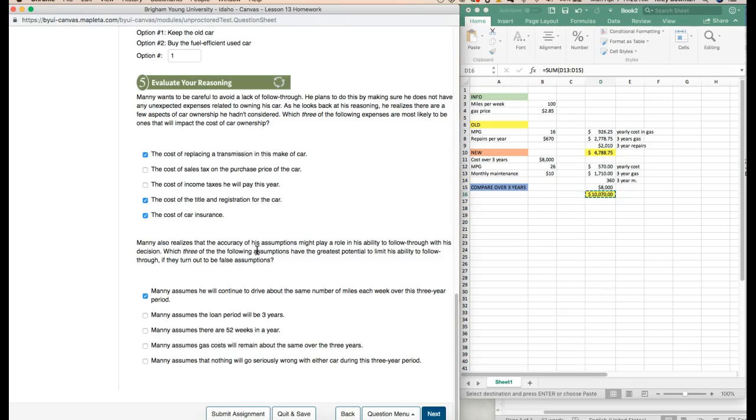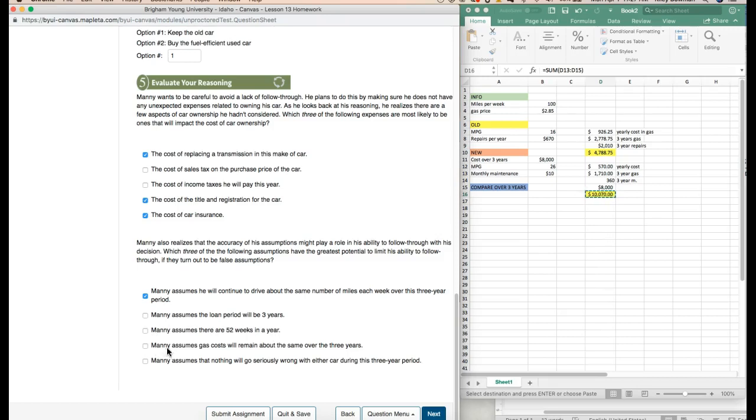But it is asking for the three that have the greatest, so there might be something else. So I'm just going to check it for now and see if there's anything else. Manny assumes that the loan period will be for 3 years. Yeah, that definitely will affect things. So, but I'm going to hold off a little bit and just read through the rest of these. Manny assumes that there are 52 weeks in a year. That one's not likely to change, so whether it's going to be by a fraction because he takes into account leap year or something like that, I'm not going to worry about that one.